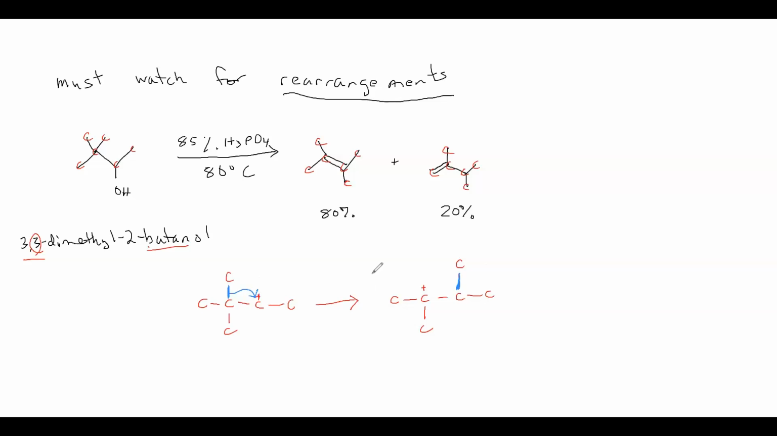Okay, so once this happens, then we can either remove a proton from this position, or there's also one right here. If we remove this proton, that gives that product. And if we remove this proton here, that gives that product. Okay, so we're going to need to account for rearrangements sometimes.